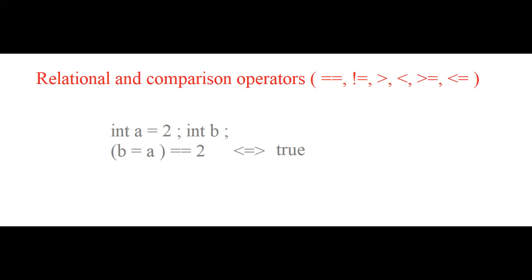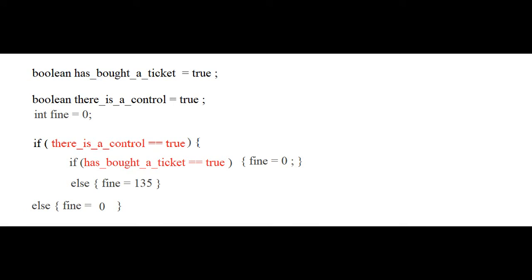Relational and comparison operators. Two expressions can be compared using relational and equality operators, for example, to know if two values are equal or if one is greater than the other. In the case of our friend who travels with the bus, we could use the equal operator to know the value of some booleans, and the booleans could be has bought a ticket and there is a control.